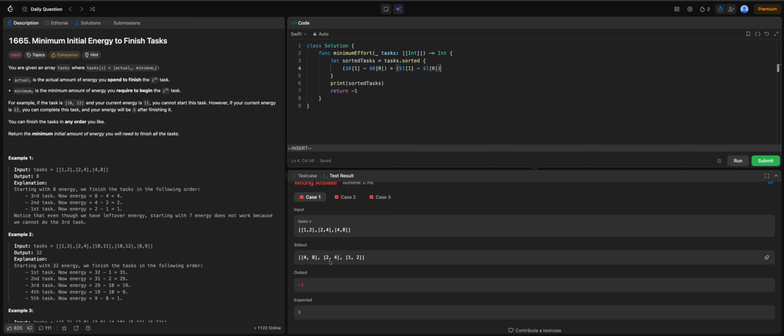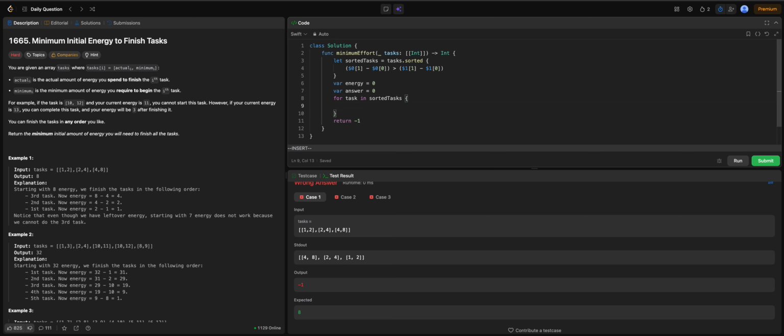So that means we are sorting by the actual energy that we need to spend. The reason why I'm doing this is that what I'm going to do next is keep track of the energy that we have left and the actual answer we need to return. Let's start with the task in our sorted tasks.